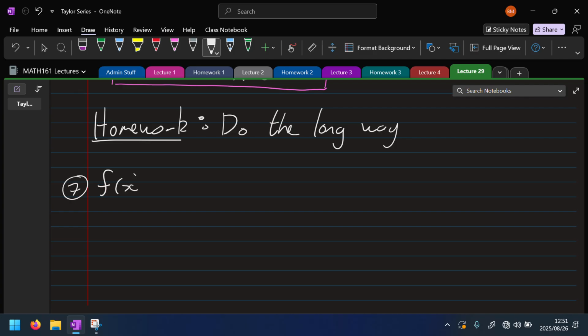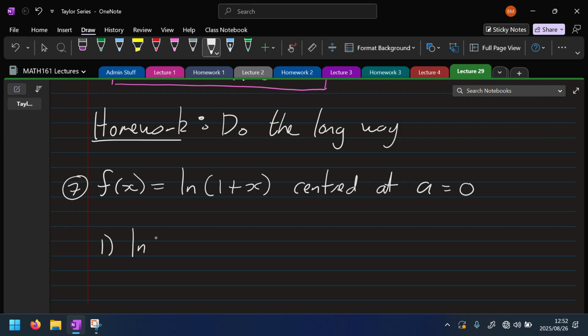Here we have f of x is equal to the natural log of 1 plus x. Again, centered at a equals 0. Okay, so what can we do about this? This one is a bit more complicated than the previous one, but there's a few tricks we can use to make it a bit easier. So the first thing is, we know that the natural log of 1 plus x is the integral of 1 over 1 plus x.